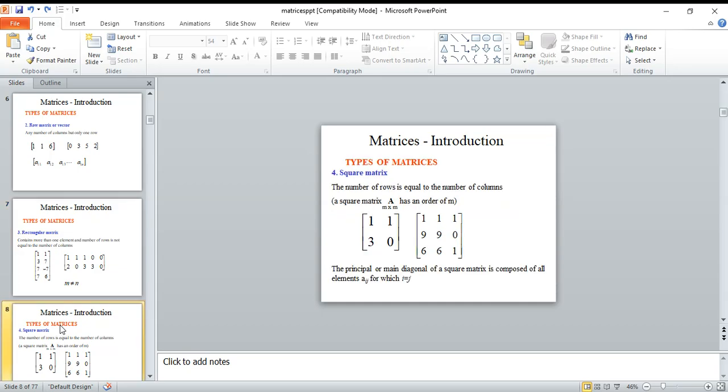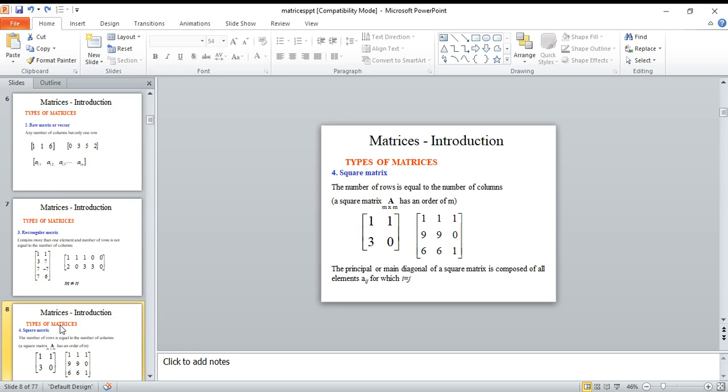Simply. Next is the square matrix. Simply we say that rows and columns are equal. Simple. Square matrix: the number of rows is equal to the number of columns. Definition: square matrix, the number of rows is equal to the number of columns. A square matrix m by n has an order of m.